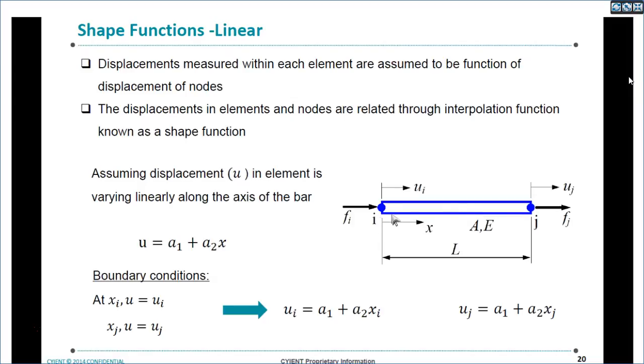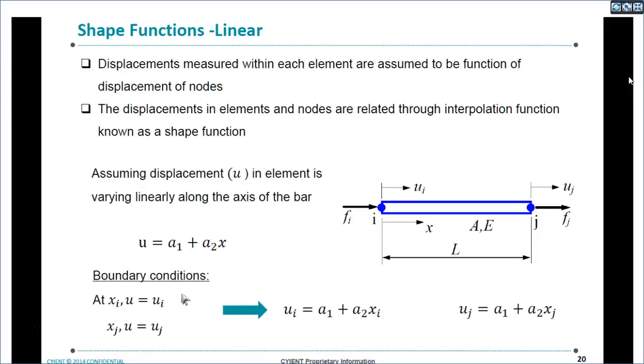The element and nodes are related using some function, and that function is nothing but the shape function. The displacements in elements are related to nodal values by an interpolation function known as the shape function. Assuming displacement u in the element varies linearly, let us assume a displacement function varying linearly, that is a1 plus a2 x.